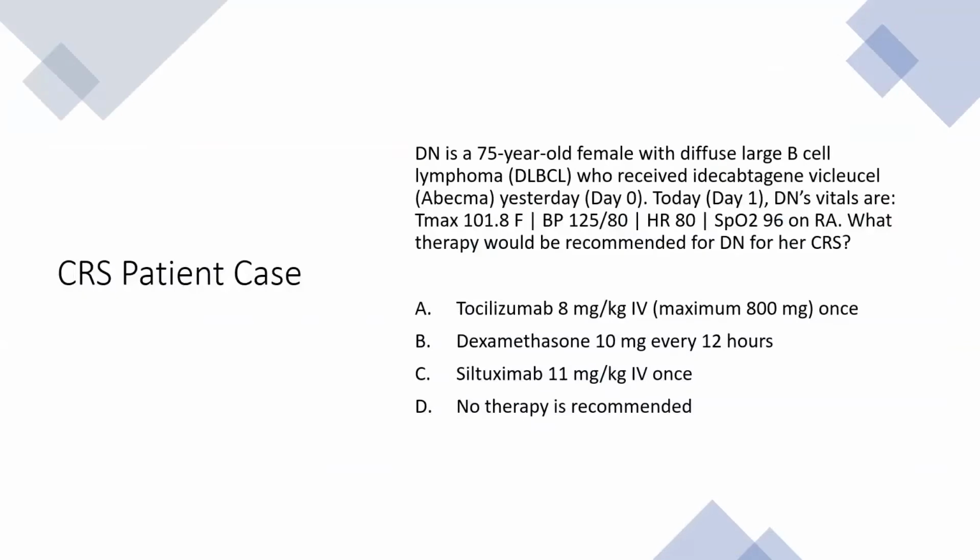So moving on to the patient case, DN is a 75-year-old woman with diffuse large B-cell lymphoma who received a BCMA CAR T yesterday, which was day 0. Today is day 1, and DN's vitals are a temperature of 101.8 Fahrenheit, a blood pressure of 125/80, heart rate of 80, and oxygen at 96 on room air. What therapy would be recommended for DN for her CRS? I'll give you a minute to put your responses in the chat.